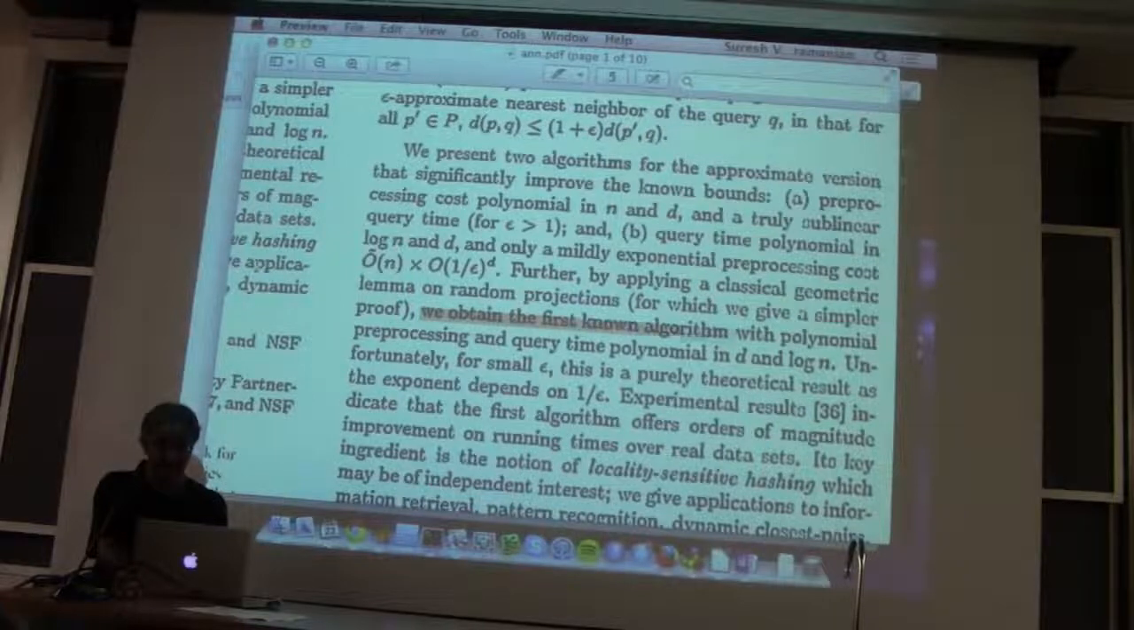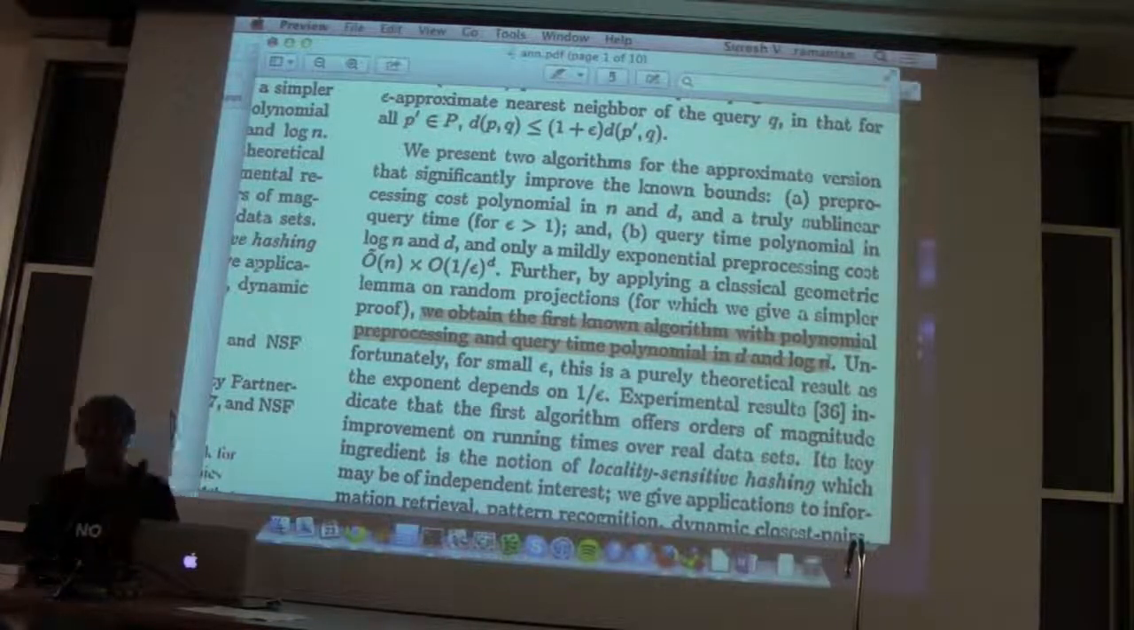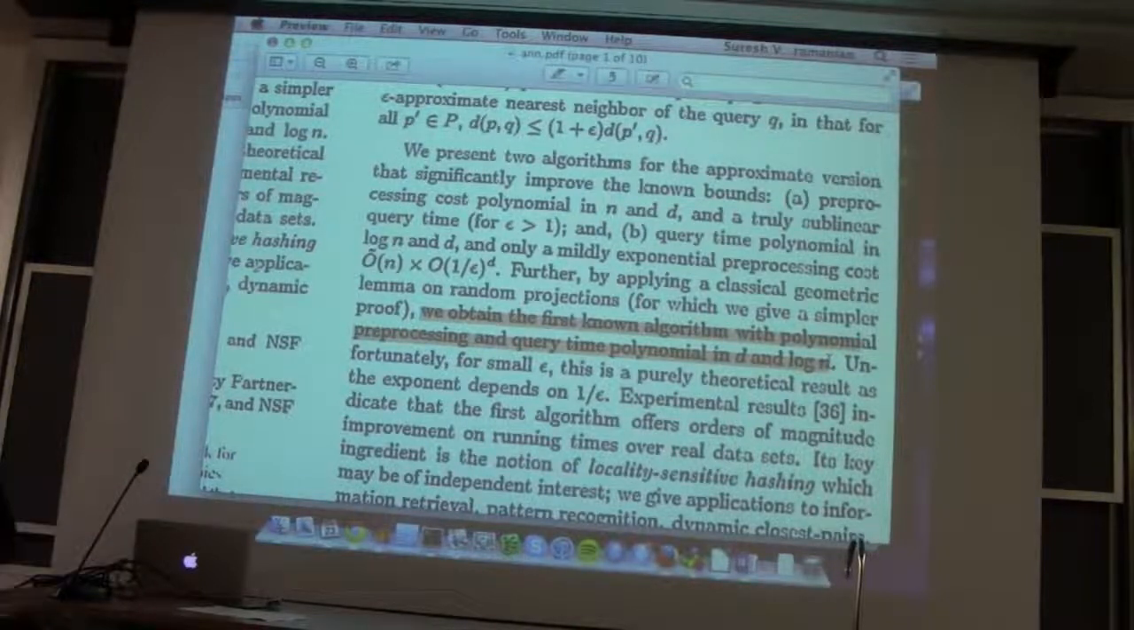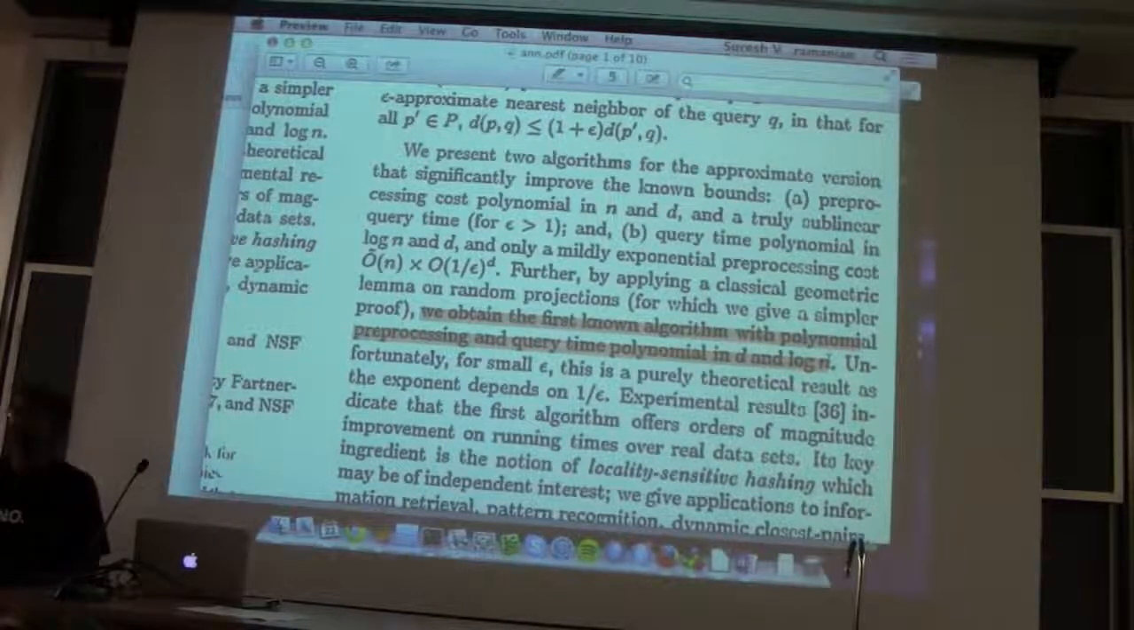The first known algorithm with polynomial pre-processing and query time polynomial in D and log N. So we knew that our brute force algorithm took time D times N. They seem to think they can get that N down to log N, while maybe keeping the dependence on D polynomial. Okay?